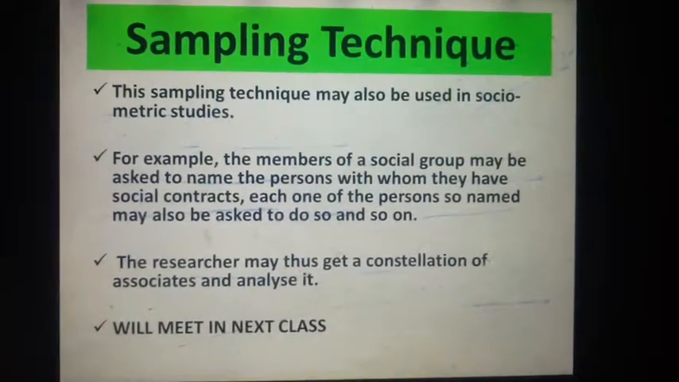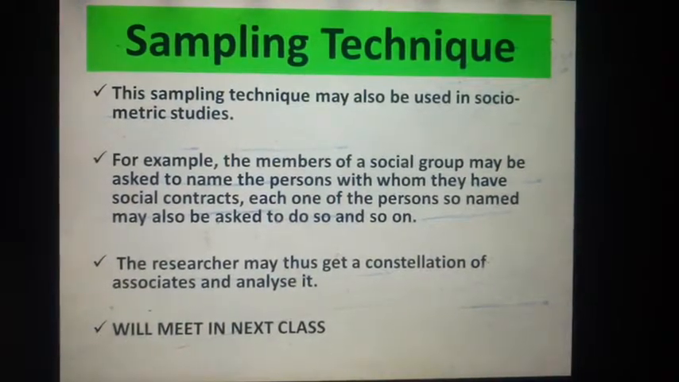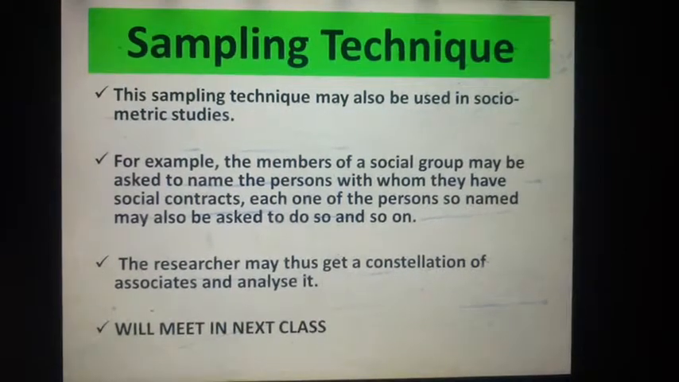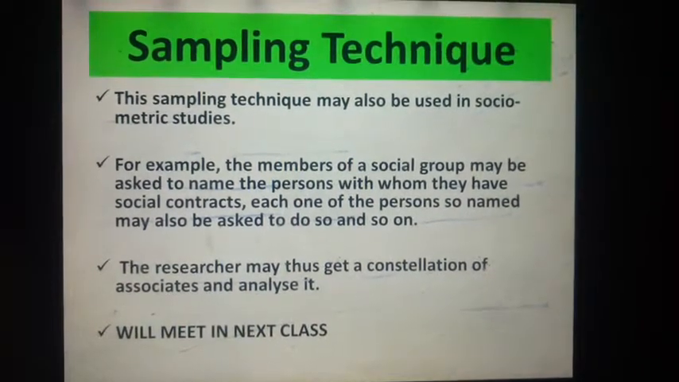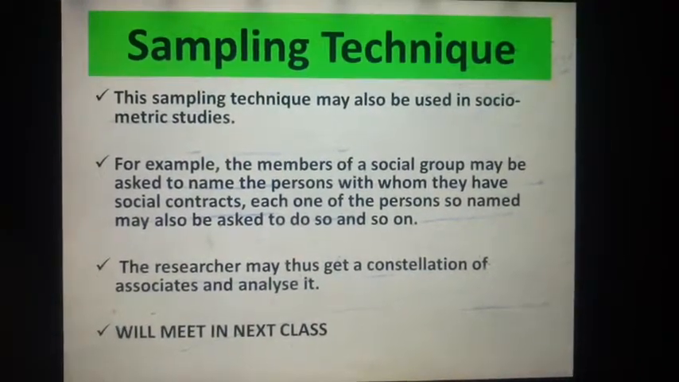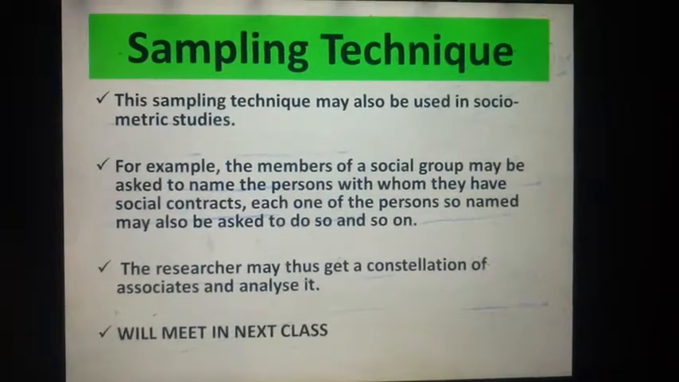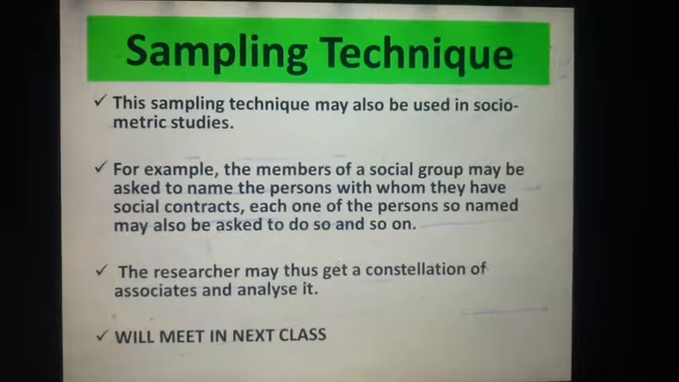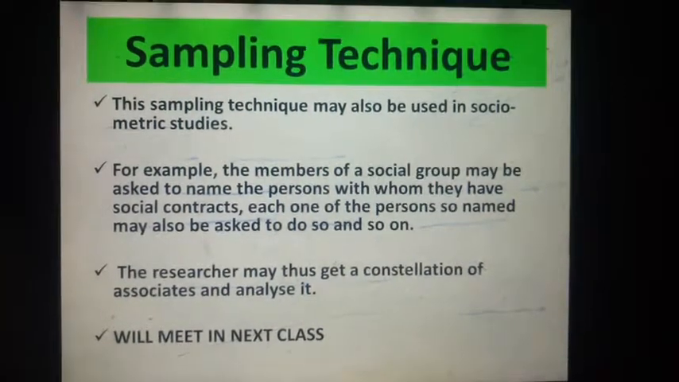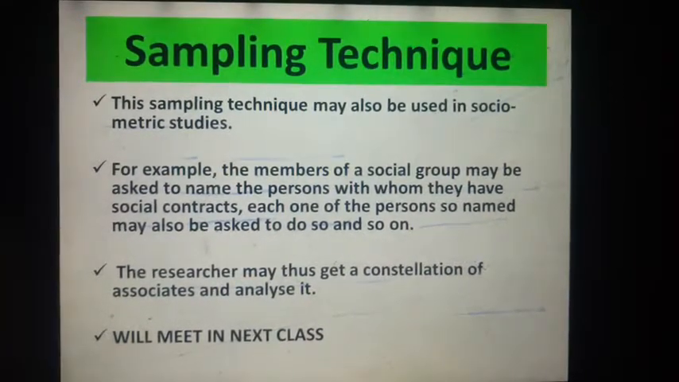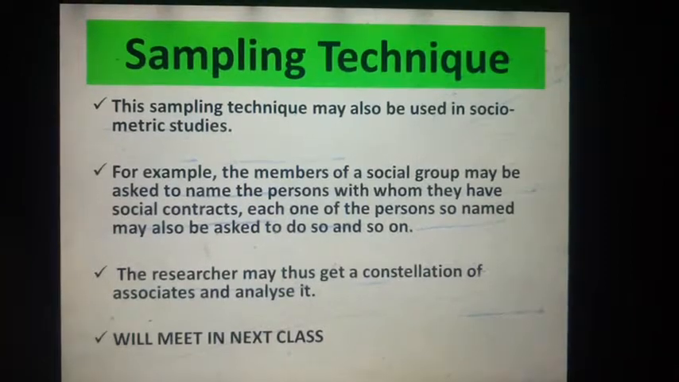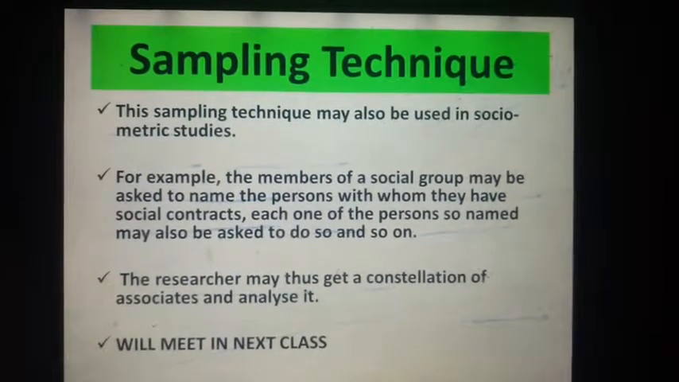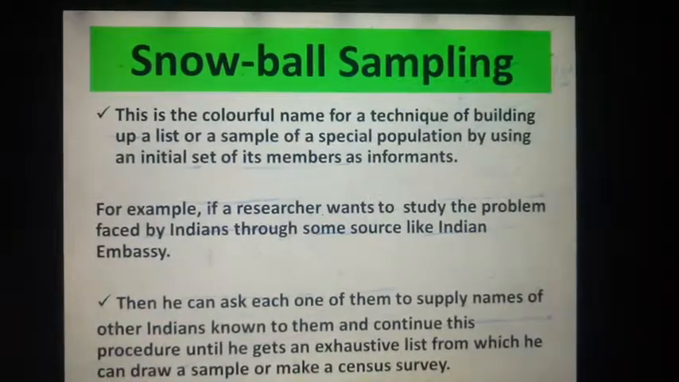Let's move further, which is the last topic of non-probability sampling, which is the snowball sampling technique. The snowball sampling technique may also be used in sociometric studies. For example, members of a social group may be asked to name the persons with whom they have social contacts. Each one of the persons so named may also be asked to do so, and so on. The researcher may get a constellation of associates and analyze it. This is an extension of snowball sampling.